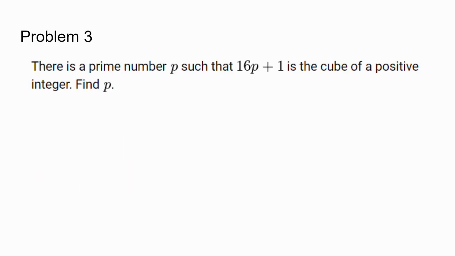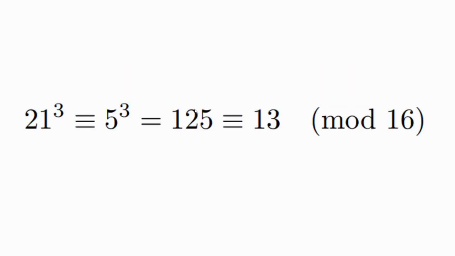But then problem 3. Now you know a problem is going to be annoying if it's number theory and the problem statement is short. And the shorter the problem statement, the more difficult it is, usually. So there's a prime number p such that 16p plus 1 is the cube of a positive integer. We want to find p.